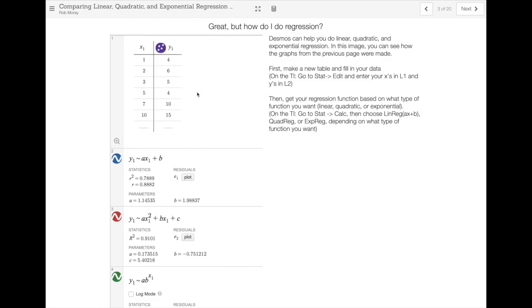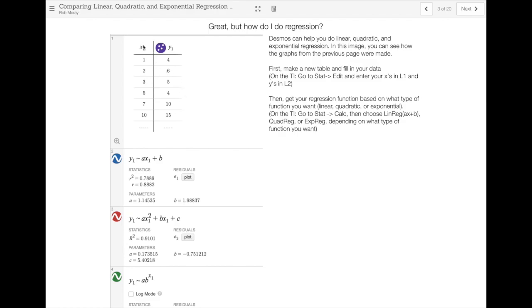So to do regression, here's what you need to know. First, you need to make a new table. To do that, you're going to hit the plus button that's right above the very top on the left. It should be somewhere up here, and hit table.